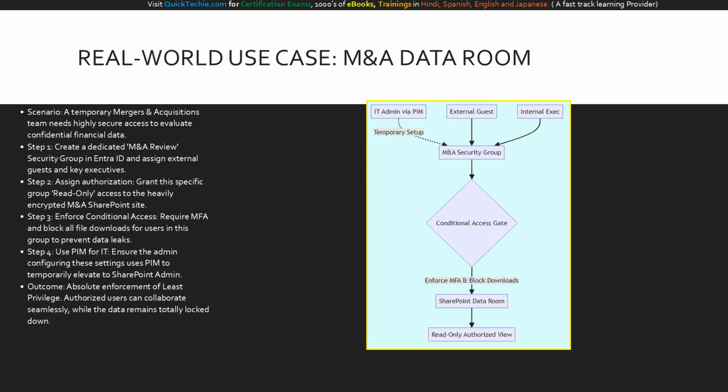This final diagram showcases a perfectly engineered authorization architecture. At the top, the IT admin uses PIM for temporary setup access, ensuring their own least privilege. The human actors, both external guests and internal executives, flow into the M&A security group. As they attempt to access data, they hit the conditional access gate in the center, which aggressively enforces MFA and blocks all download capabilities. Only after passing this dynamic check are they routed to the SharePoint data room, where their group membership restricts them to a read-only authorized view. The data is entirely secure.